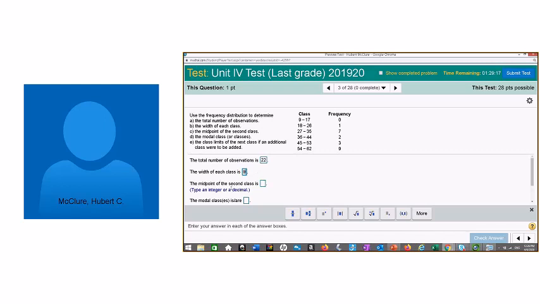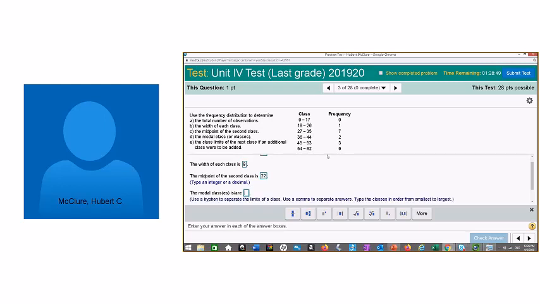The midpoint of the second class. What's 18 plus 26? Let's see, that'd be 44. Yes, 44, half of 44 is 22. That's just a coincidence that those two numbers are the same. The modal class, which one has the highest amount? 7. So that'd be 27 to 35. Nope, I'm sorry. 54 to 62. Now, I hope I don't type it in wrong.